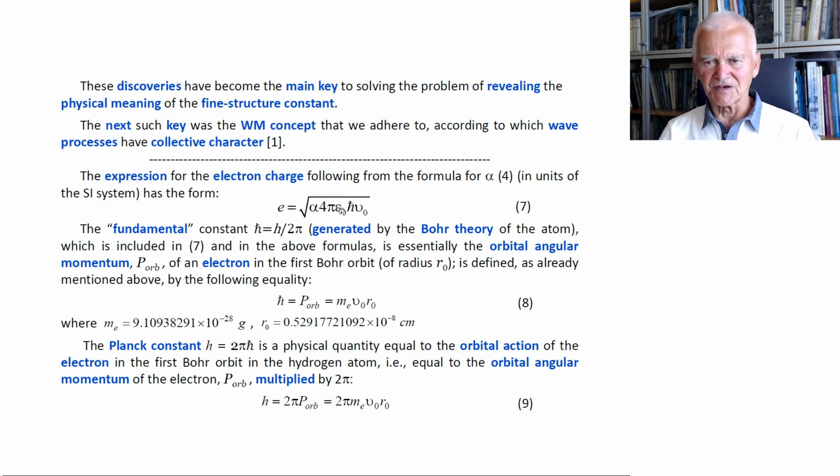is essentially the orbital angular momentum p orbital of an electron in the first Bohr orbit of radius r0, defined, as already mentioned above, by the following equality: p orbital equals the product of these three parameters, where me is the electron mass, and r0 is the Bohr radius. The Planck constant h, equal to 2π h bar, is a physical quantity equal to the orbital action of the electron in the first Bohr orbit in the hydrogen atom. That is equal to the orbital angular momentum of the electron multiplied by 2π.